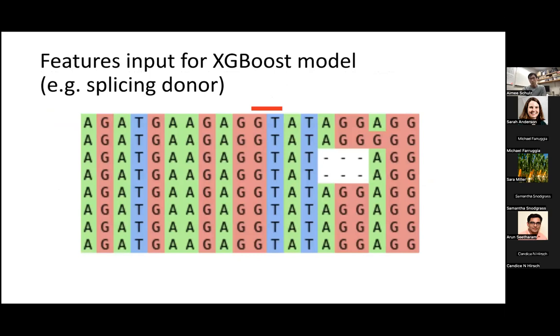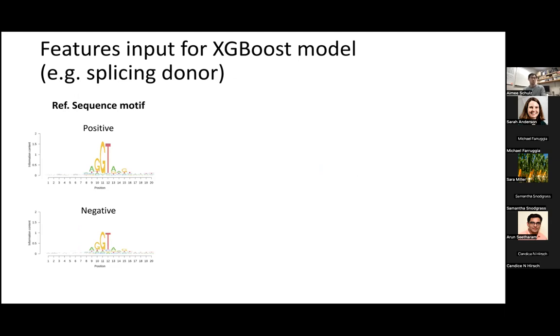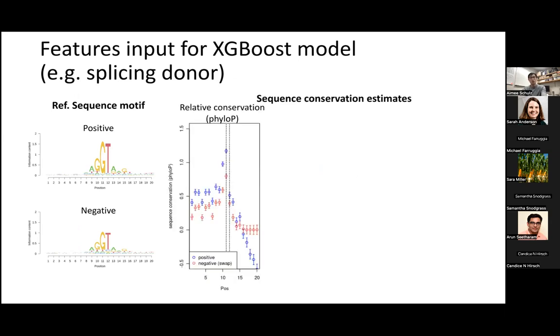Okay, a little bit more on how I extract the features and summarize them. Since we have 6 different types of junctions, I will use the splicing donor junctions as an example. This is a 20 base pair junction of a splice site, and the red bar here is the GT motif for the donor. From this junction, we first extract the reference sequence motif, which is the splicing motif recognized by the splicing factors. Although both positive and negative sets have this GT motif, the signal is different in magnitude. In addition to the motif itself, we also calculate some conservation estimates.